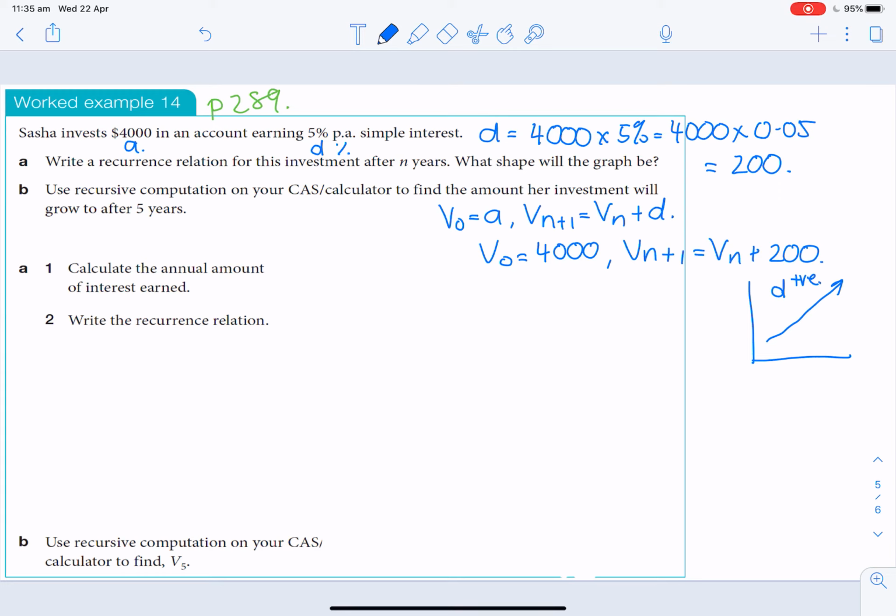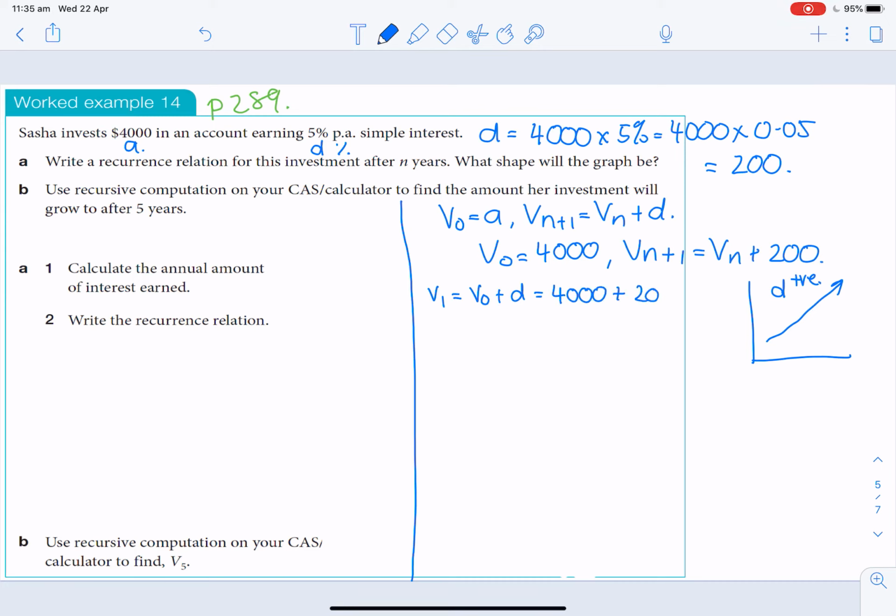Use recursive computation on your CAS calculator to find the amount her investment will grow after 5 years. So we can do it the same way we did the previous one. I'll draw a line down here and try and split this up. So we've got V of 1 equals V of 0 plus D.